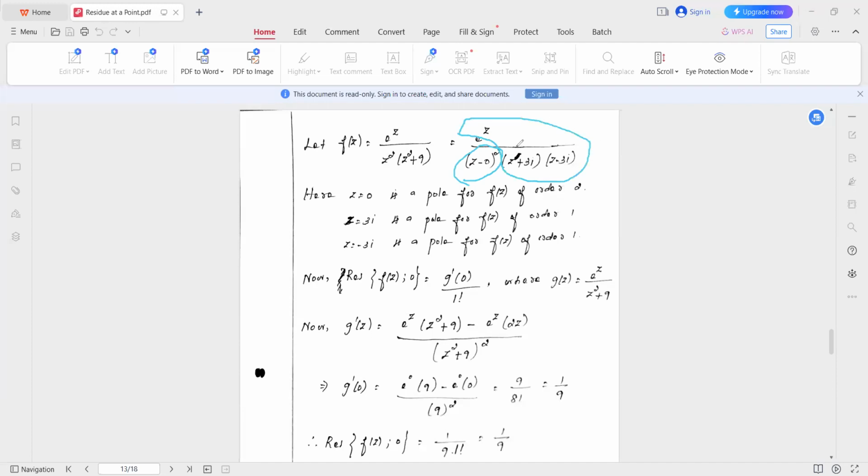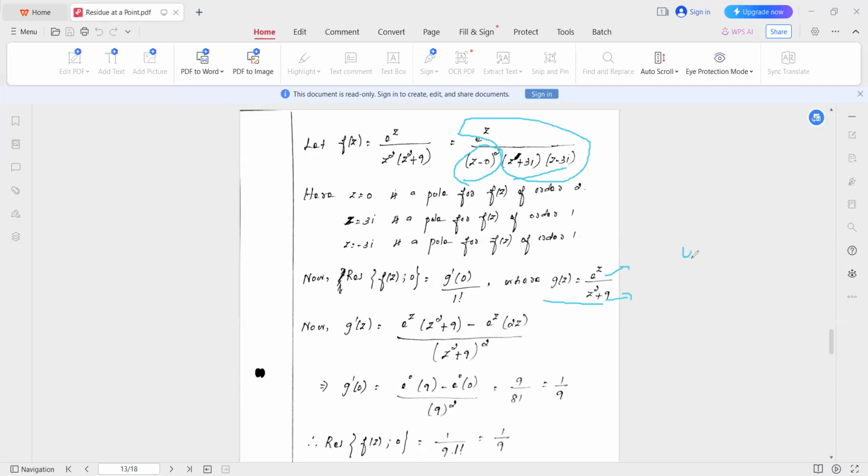Okay, so g of z is e power z by (z plus 3i) into (z minus 3i). (z plus 3i) into (z minus 3i) is nothing but z square plus 9. So this is what I have, and that is why I have written z square plus 9 here. So g of z is equal to e power z by z square plus 9. This term contains z and this term contains z.